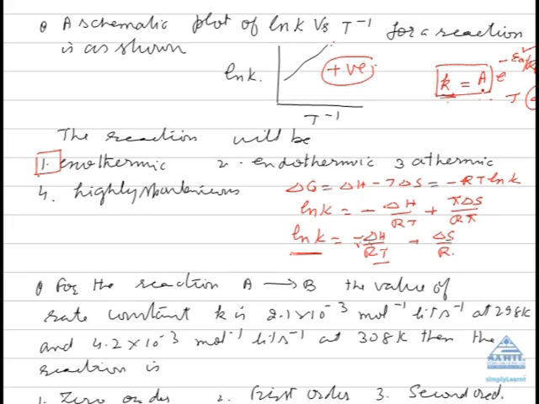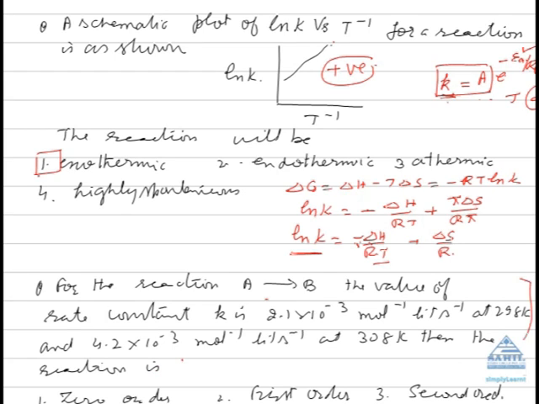Now another question. For a reaction A giving you B, the value of rate constant k is given as this much at 298 Kelvin. Again at 308 Kelvin he has given you this value. Then he asks, what is the order of reaction?